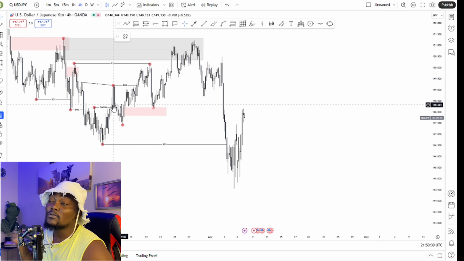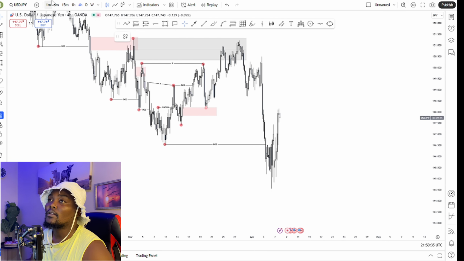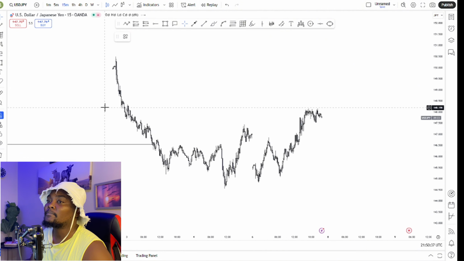So we're going to move over to the 15 minutes so that I can show you the internal structure on this one here. So the 15-minute.